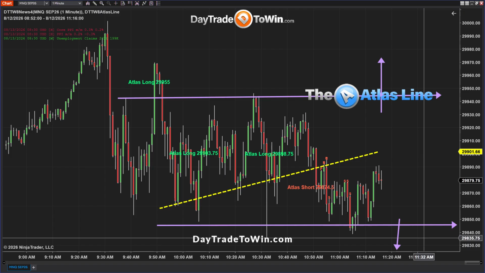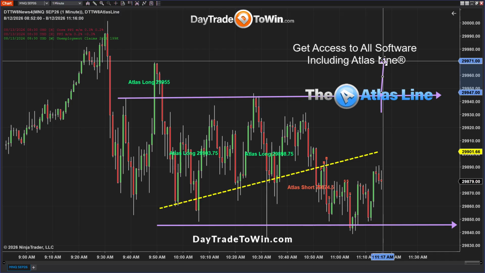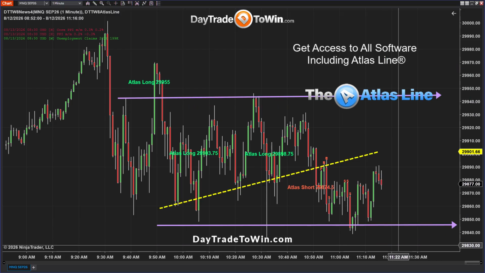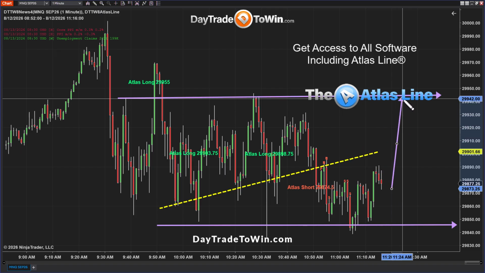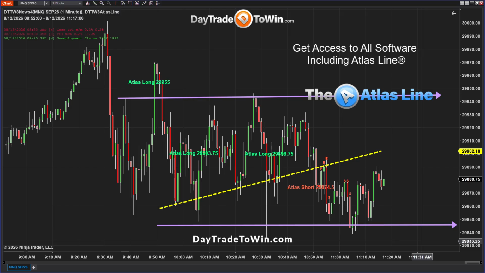So counter trend trading has a place for traders, but at this point, the market's already bounced off of either side of this multiple times. There's no reason for me to be a counter trend trader. This has to go somewhere. The market cannot stay stuck like this. So a better way to apply it is going long, using the Atlas line as it leads me up or as it leads me down. So that's a completely different way to trade this type of a channel.